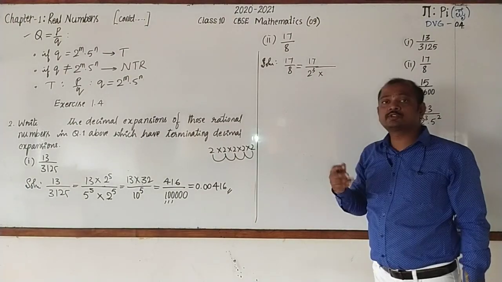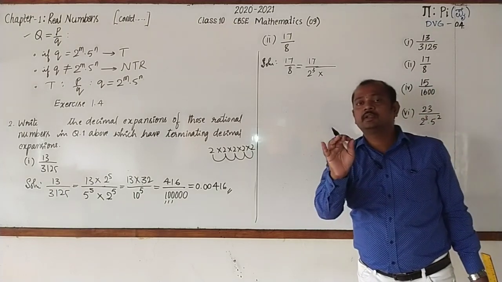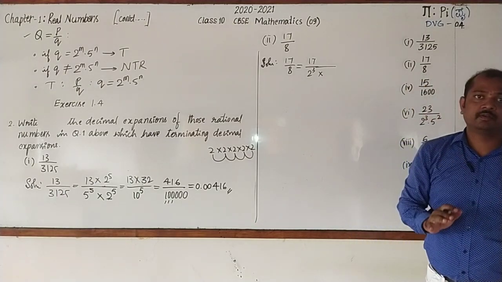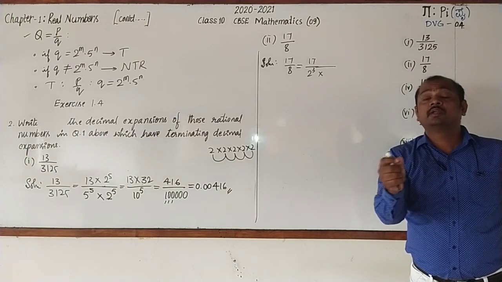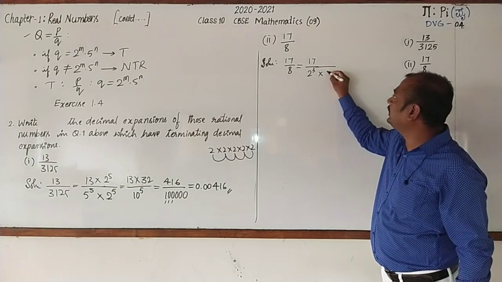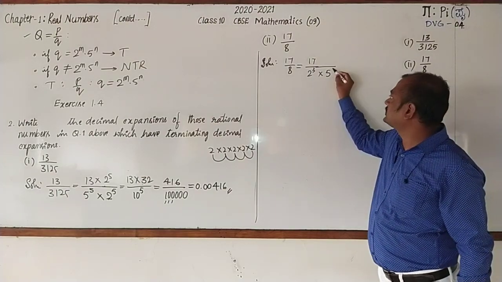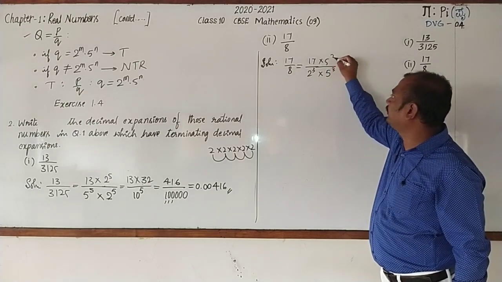Now could you tell what should be multiplied? As I said, in the denominator it should be an exponent of 10. If there has to be 10, then the factors should be 2 and 5. Already 2 is there, we need 5. How much? 5 cube, because the power should be the same.